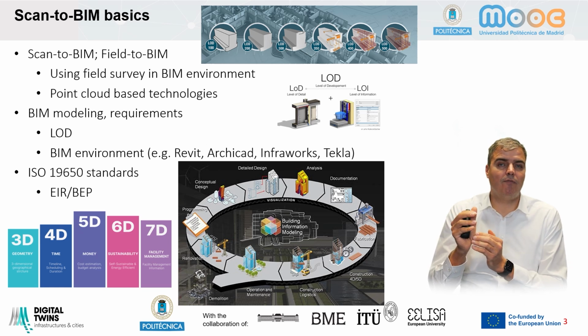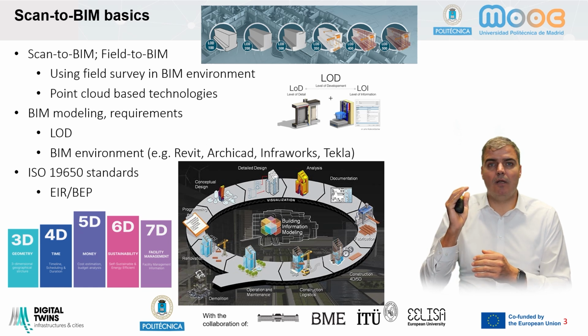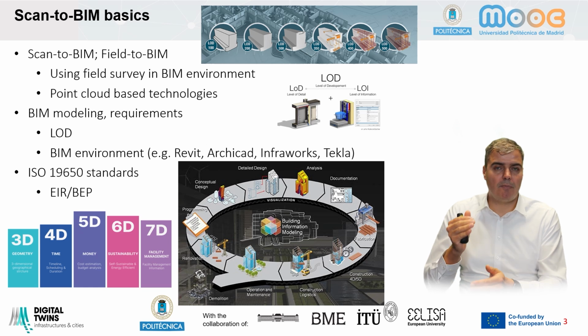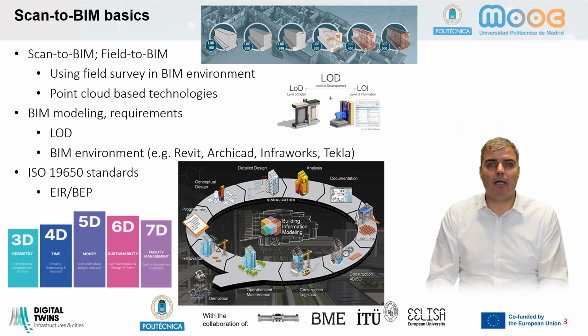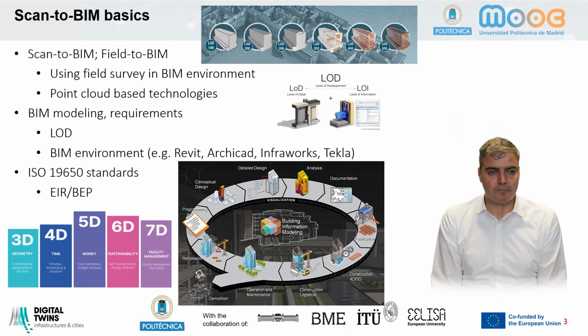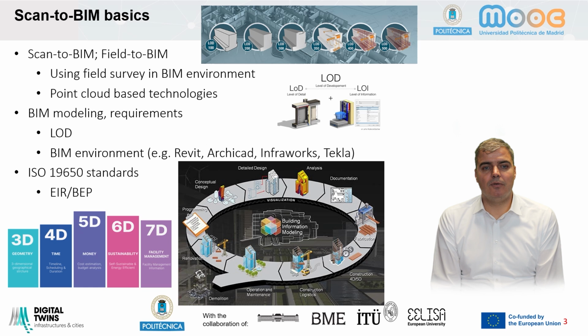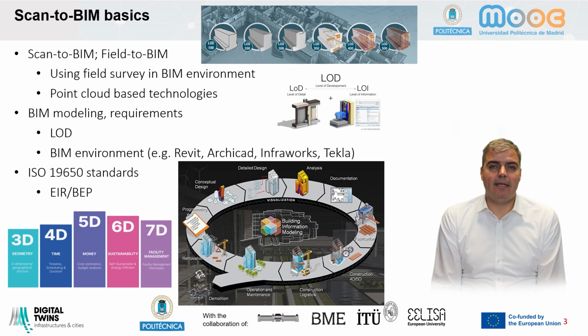The same with the information. You want to know only about the material and the name of the object, or you want to know what is the supplier, what is the price, what is the guarantee time, and whatever about the object. So these are the certain requirements, and many of these are present in the EIR or BEP documentation of the BIM documentation. You can check it in a separate BIM module in our MOOC. But at the end, we need to capture the geometry of the objects, and we use field to BIM technologies for that. And what are the elements of that?